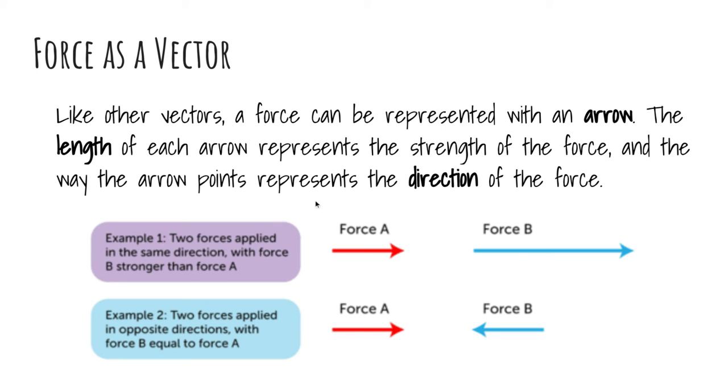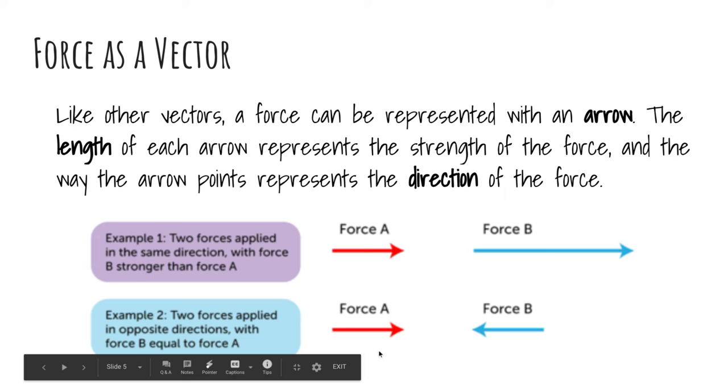And the way the arrow points represents the direction of the force. So in example 1, we have two forces applied in the same direction. See, they're pointing in the same direction, but force B is stronger than force A because force B is a larger arrow. It's longer. In example 2, two forces are applied in opposite directions.